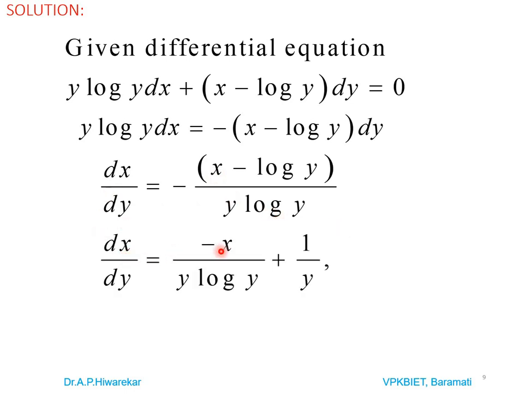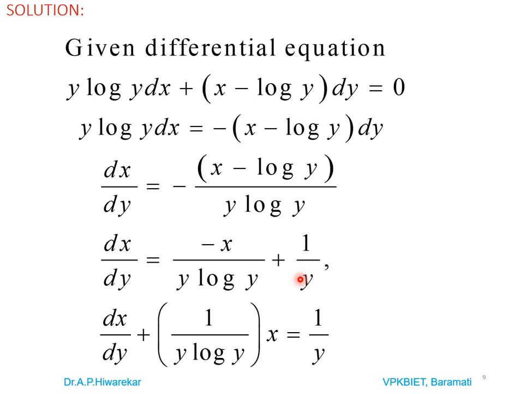If you shift this term to the other side, x divided by y log y goes to the other side. So dx by dy is equal to minus x divided by y log y plus log y divided by y log y. This is having a negative sign, that's why we have x with minus sign, and minus of minus is plus. This log y gets cancelled, we get 1 by y. Shifting this term to the other side, dx by dy plus 1 by (y log y) into x is equal to 1 by y.